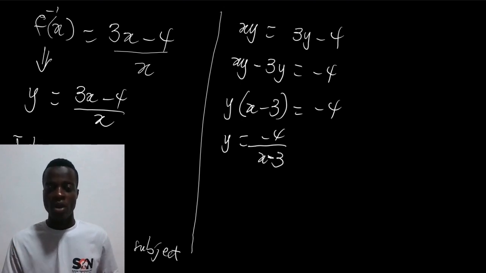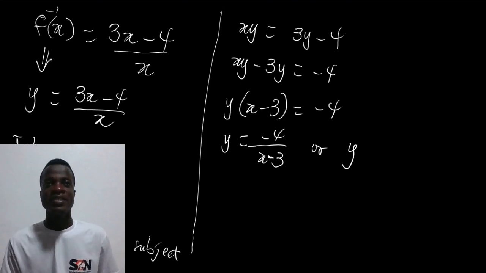Based on how your working goes, you may have, if you multiply by -1, finally 4 over 3 minus x.